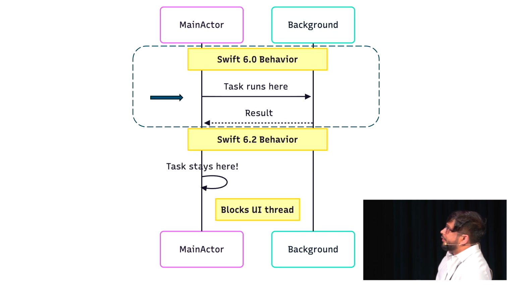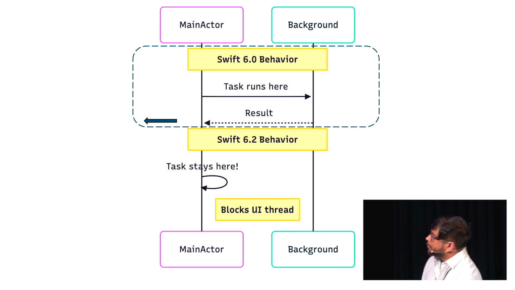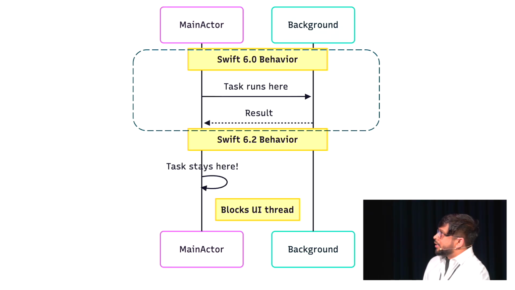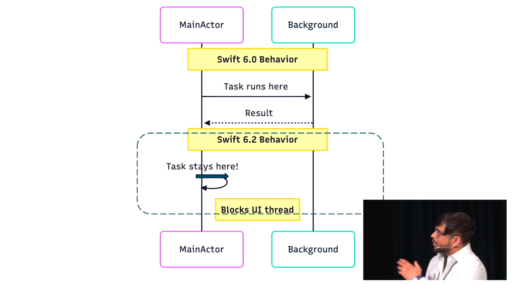Let me show you the flow. In Swift 6, without this proposal, it runs in the background and comes back to the main actor. But in Swift 6.2, it blocks the UI code. It stays on the same main actor.